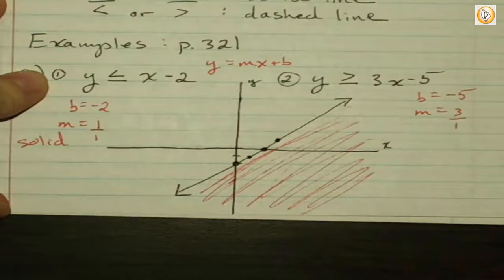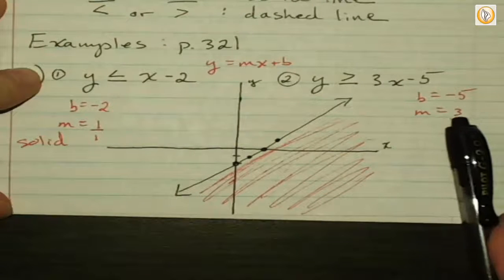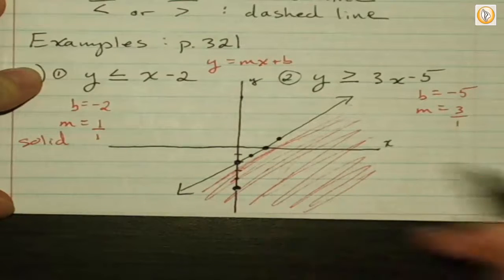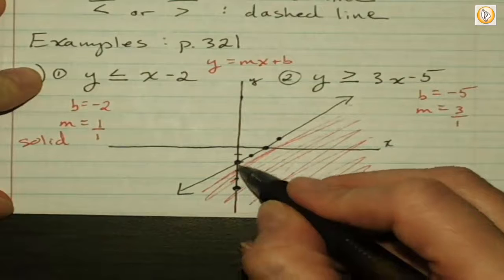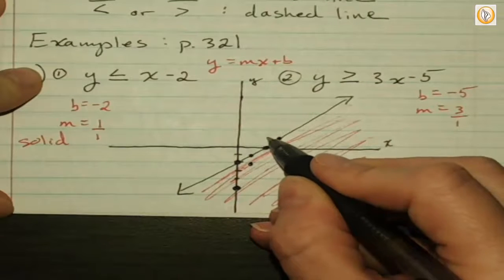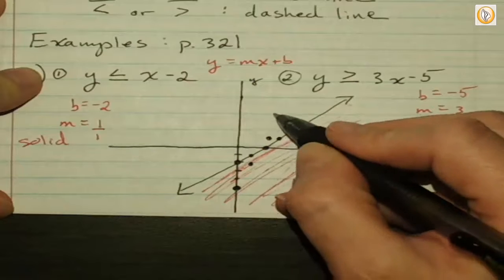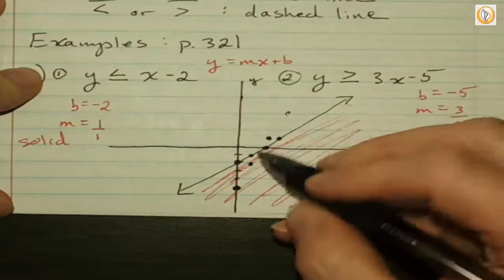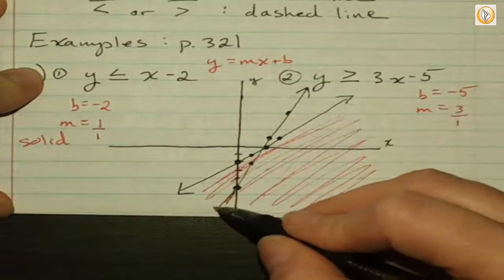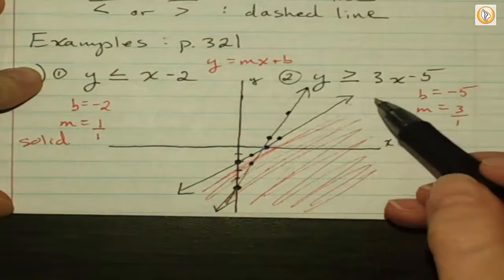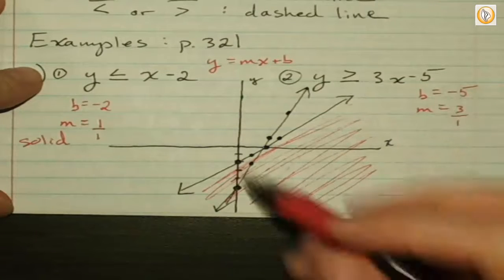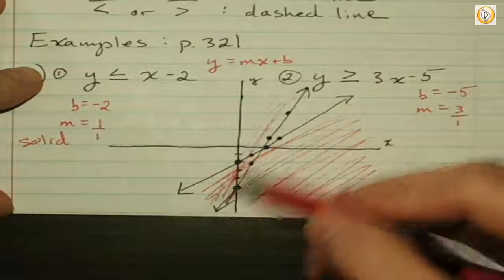Does everyone see that? All right, so line 2 is -5. 1, 2, 3, 4, 5. And then it's 3 over 1. 1, 2, 3 over 1. Okay, and Valeria, do I shade above or below? Very good. So for this line, I'm going to shade above.